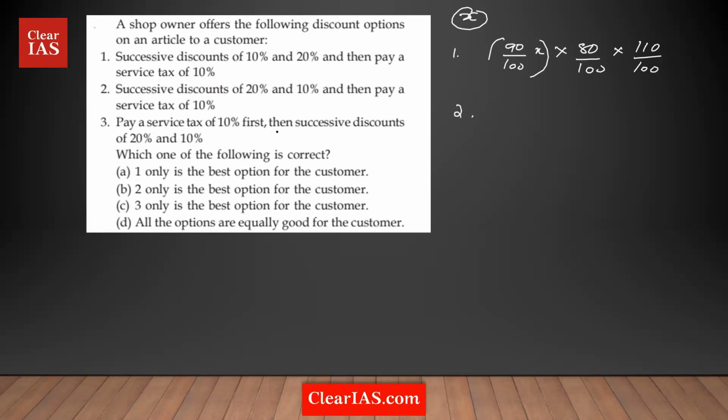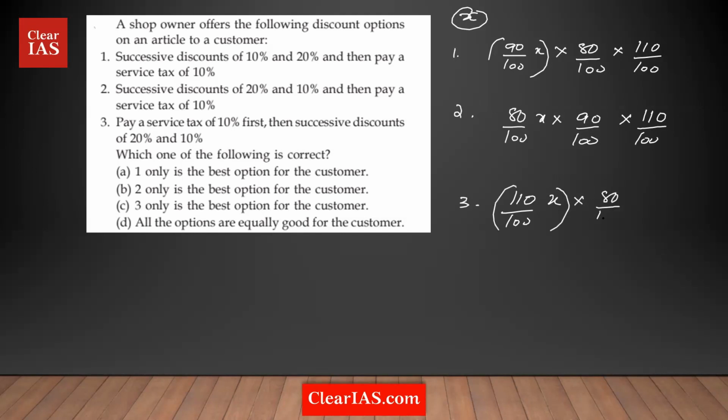What about the second? Second, the order changes, but same, right? Discount of 20% means what? 80% of X. Then you get a discount of 10%, you multiply by 90 by 100. Then you pay service tax, it's going to be 110 by 100. Third one also, you say pay the tax first. So you are paying 110% of X. X becomes 110%. Then you are getting a successive discount, right? That means you are getting a discount of 20% on top of it. So 80 by 100. Then you are getting 10% discount on this. That is equal to 90 by 100.